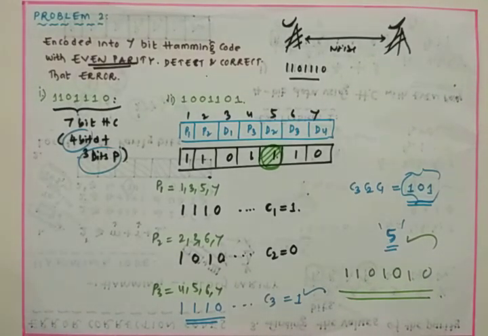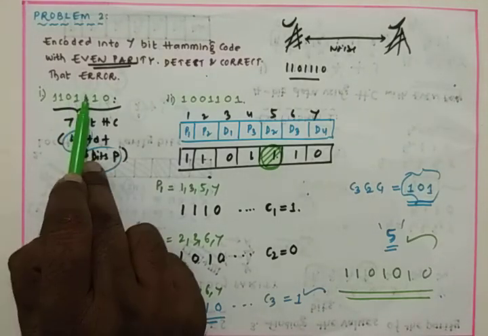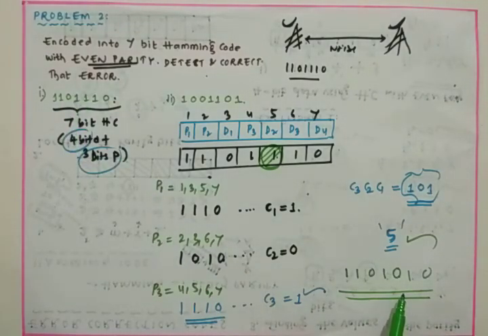This is the erroneous code. From this we have corrected the error, and this is the correct code. Like this we can detect the error and correct the error by making use of the Hamming code. So Hamming code is nothing but an error detection code. After knowing the location of the error, we can easily correct that error by making use of the even parity and the odd parity.